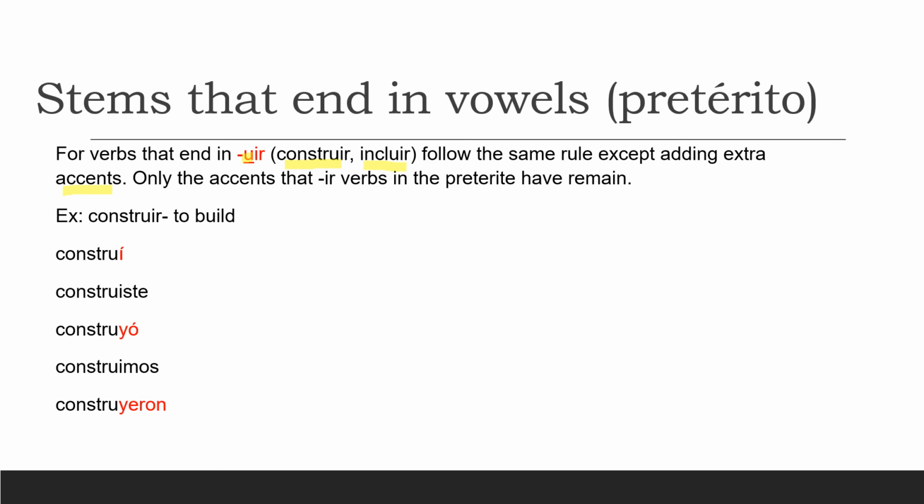So this is how we conjugate the verb construir, which is the one we are learning now. Construí, accent mark. Construiste, no accent mark. Construyó with a Y, not an I. Construimos, construyeron with a Y, not an I.